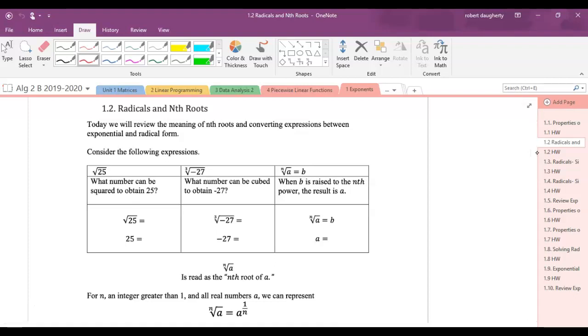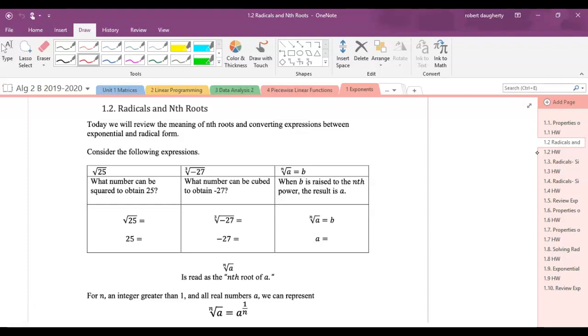Radicals and nth roots. Yesterday we talked about properties of exponents. When things are multiplied, you add the exponents. In quotients, you subtract the exponents. When you see something raised to a power and then raised to a power again, you multiply the exponents. Today we're going to talk about radicals and nth roots, going back and forth between the exponential form and the radical form of expressions.